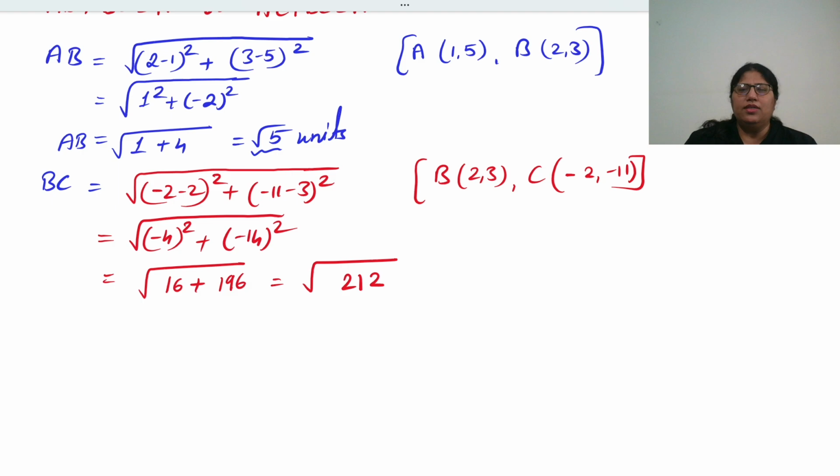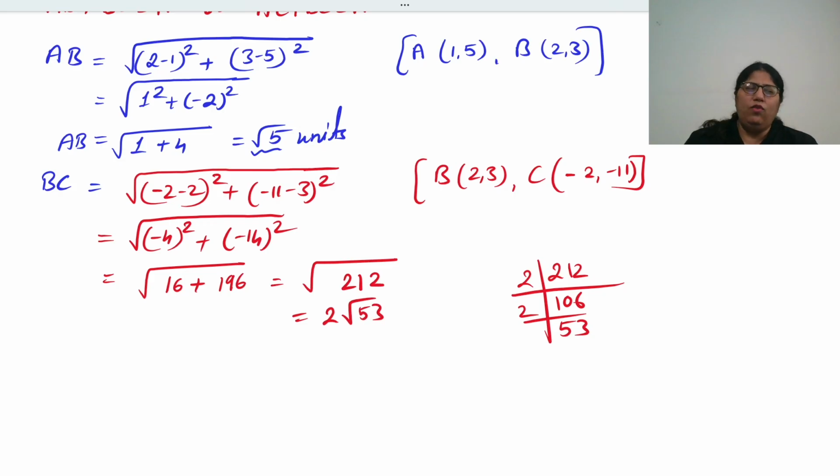Now you can write the simplest form of 212. Do the prime factorization and check the simplest form of 212. It is 2 times 106, which is 2 times 2 times 53. Here 53 is a prime number. So the simplest form is 2 root 53. This is the length of BC, which is the second length.